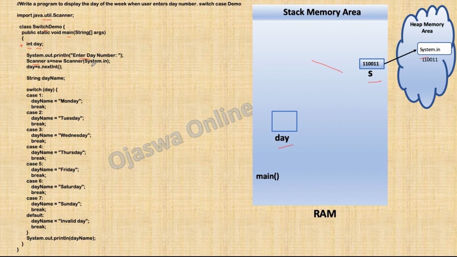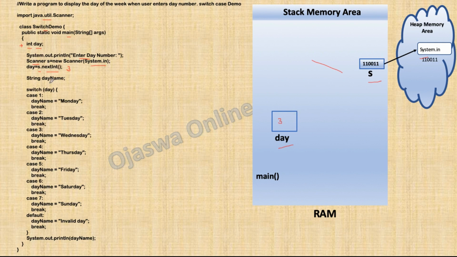When this statement executes, reference variable s is created on the stack and actual object is created on the heap. Scanner object accepts an argument System.in. System.in connects to the keyboard, that is the standard input stream, so that program can read user entered value through keyboard. Next statement, day equal to s.nextInt. NextInt is the method belonging to Scanner class and it will read an integer input entered by the user. NextInt belongs to Scanner class, hence we are calling it using object s. Now suppose user enters value 3. This user entered integer value 3 is stored in int variable day. So day will be assigned value 3 entered by the user.